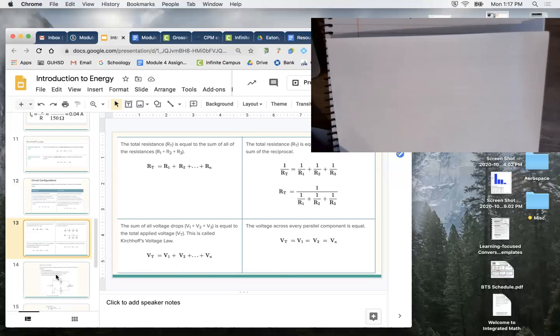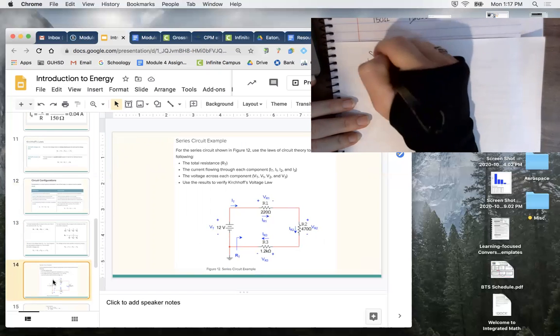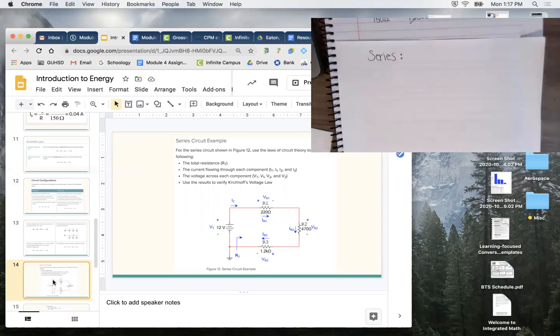So here is our first example. We're going to do two. This one is our series example. Okay, so in this series right here, the first thing I want to do is calculate the total resistance.